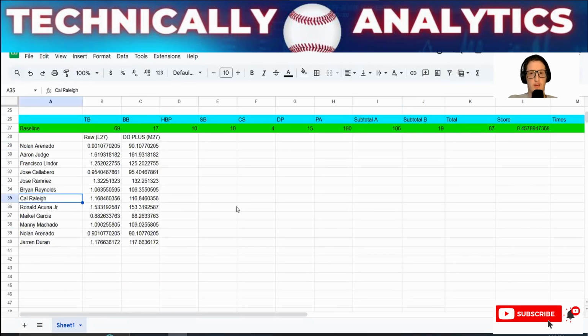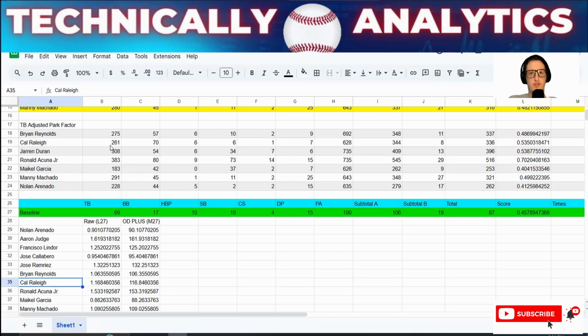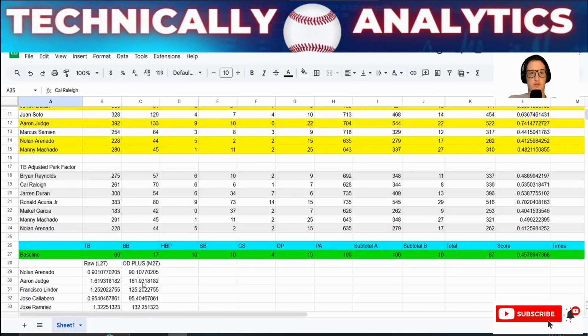Cal is a pretty good hitter usually, and I believe it increased his total bases by, I want to say, 30 or so, because he's in the Mariners' park, which is very pitcher friendly. So his is 535 original score adjusted for park factor, and then his OD plus is 116, so 16 points above average. I should have written down what their originals were.